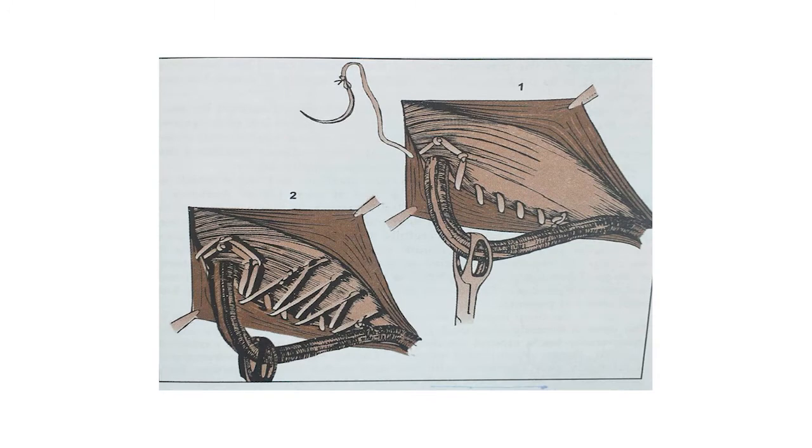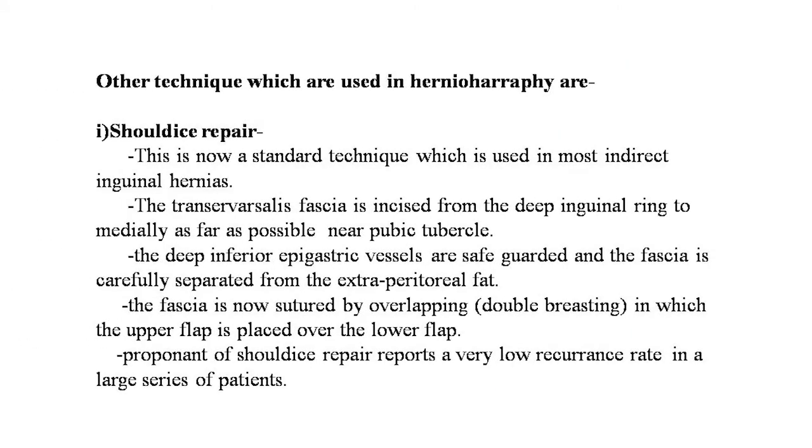Now this text message shows a strip of fascia lata being used for the gauze method of hernioplasty. This is the autogenous material which has been used for the hernioplasty. Other techniques which are used in herniorrhaphy are the shouldice repair. This is now a standard technique which is used in most indirect inguinal hernias.